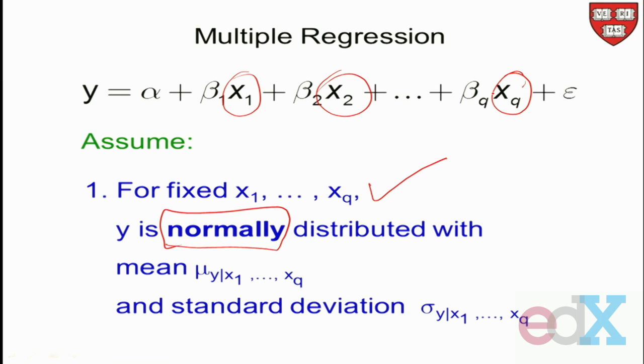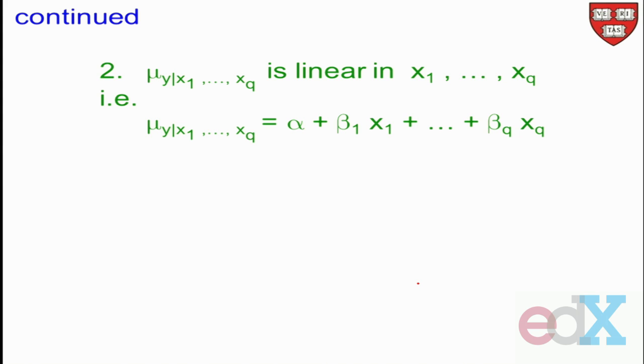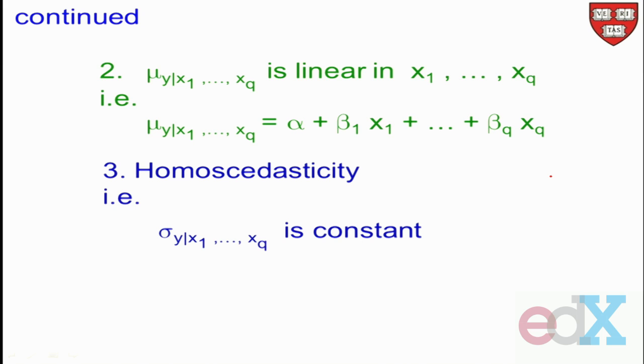Then for a fixed set of those, we're going to have a bunch of y's, and we're going to assume that they're normally distributed with a particular mean, and the mean is going to lie on a straight line, and then we're going to have a standard deviation there too. So we're going to assume that the mean is linear in all the x's. Whereas before we fit a straight line, now we're going to fit a plane. Big deal. But this is important.